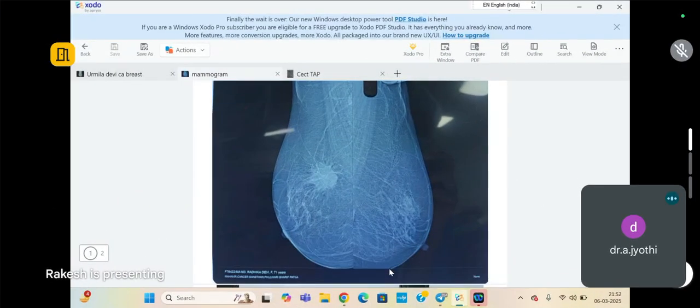Yes. That's fine. Okay. This is a favorite question of old examiners. Whenever some external examiner is old, they will ask this question.